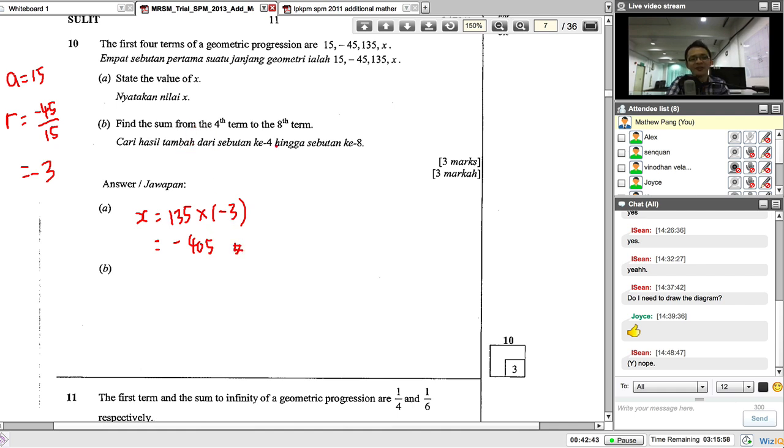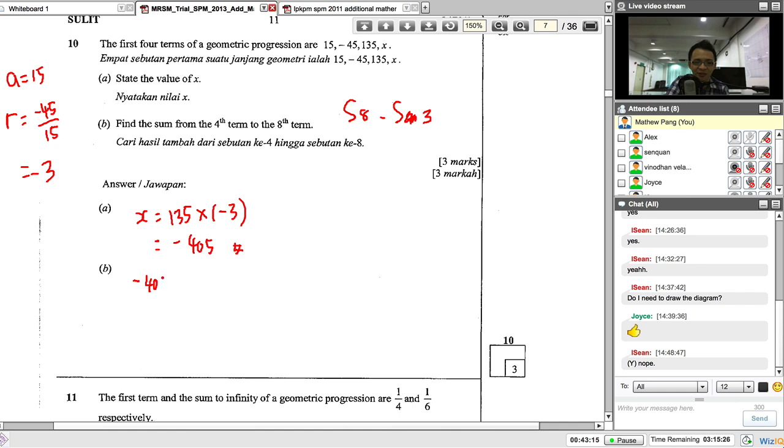Okay, then what's the next one? Find the sum of the fourth term to eighth term. Depend on which method you love to use. This one actually I don't think you should use S8 minus S3, because it's going to take you a lot of time. So what I will do is straight away write out the fourth term to the eighth term because it's very easy. This is the fourth term, right? 1, 2, 3. X actually is the fourth term.